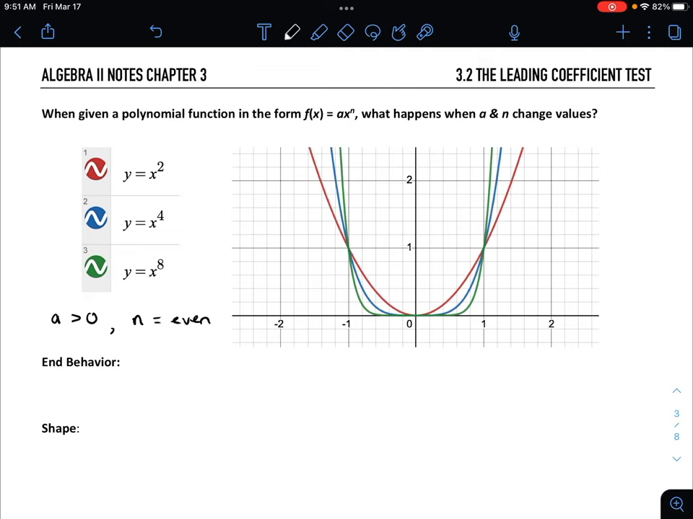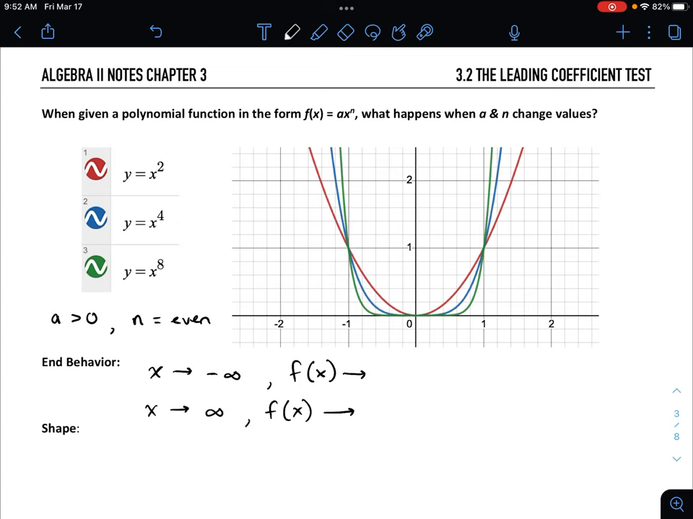All right, now in these scenarios, you can take a look at the graphs, the red, the blue, and the green, and you can notice a few things off the bat. First thing we're going to talk about here is end behavior. Now for end behavior, what we do is we say that as x goes to negative infinity, we're wondering what f of x does. All right, and that's how we do these arrows. And then when x goes to positive infinity, I really want to know what happens to f of x as well.